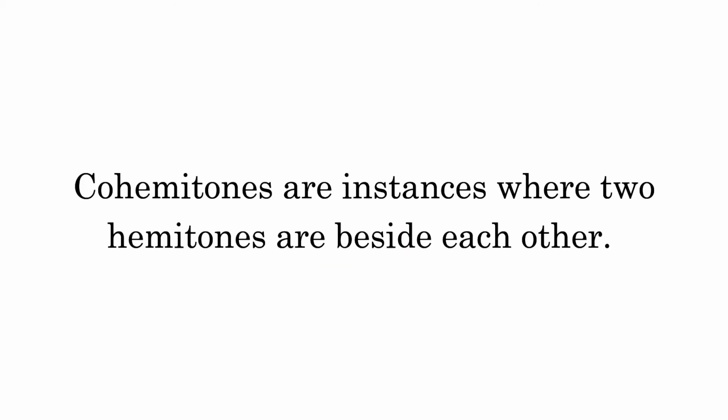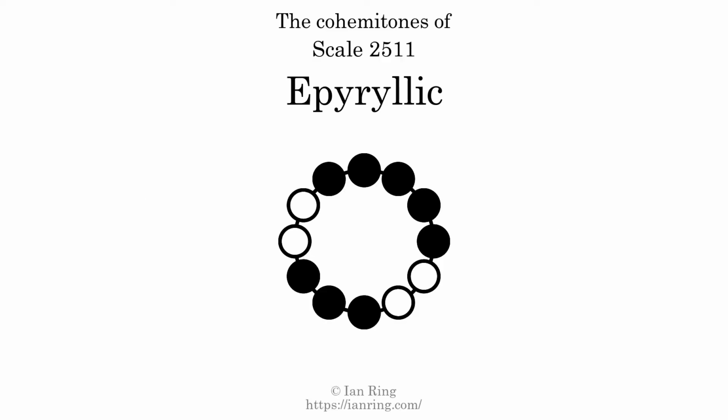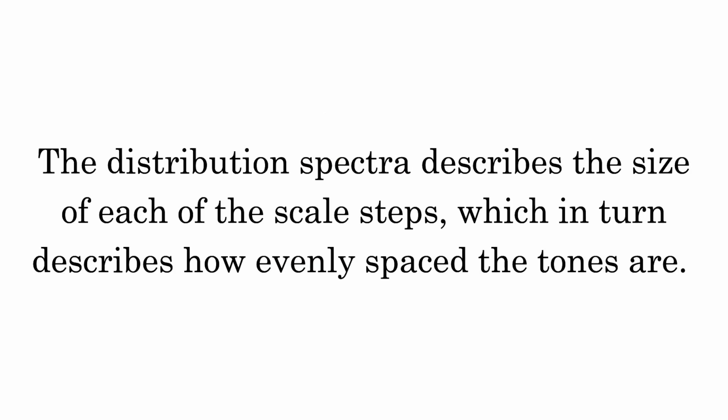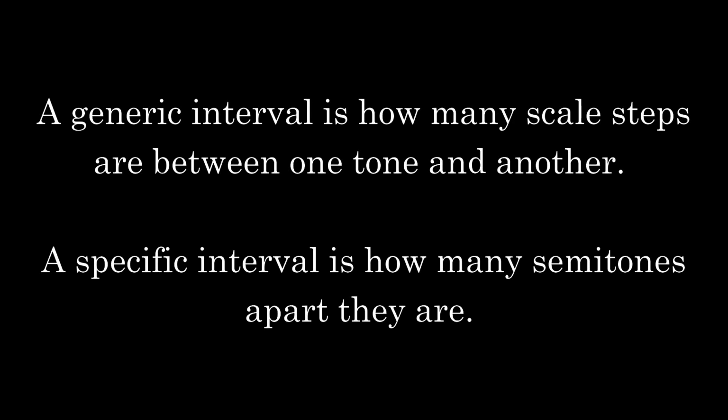Cohemitones are instances where 2 hemitones are beside each other. This scale has 4 cohemitones. They are at positions here, here, here, and here. The distribution spectra describes the size of each of the scale steps, which in turn describes how evenly spaced the tones are. A generic interval is how many scale steps are between one tone and another.